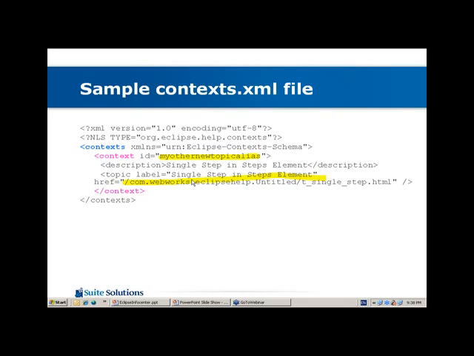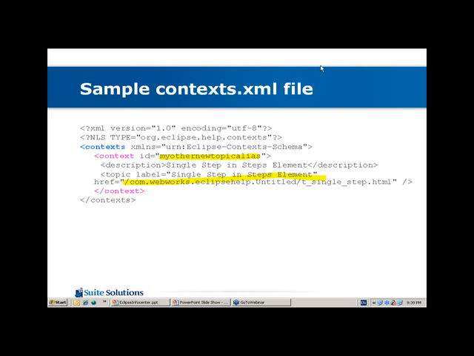The description is pulled either from the label, the title, or from the short description element. If you don't have a short description, it'll just pull your title in. Each plugin has an ID, and you would call it by plugin ID dot and the context ID. Out of the box, Eclipse will just return you a list of all your contexts.